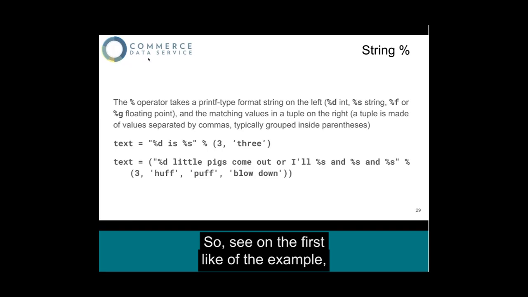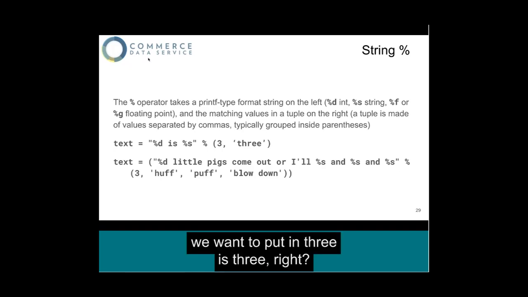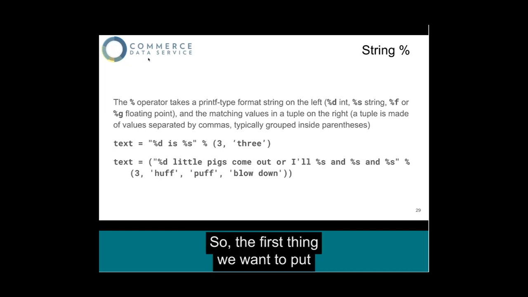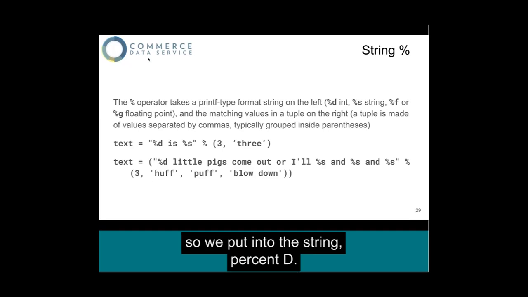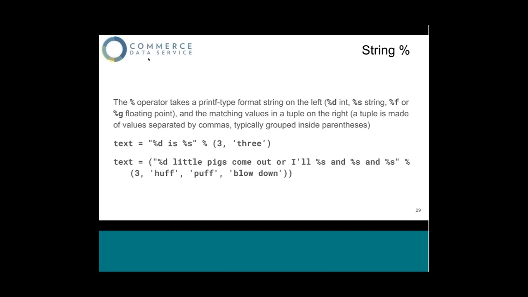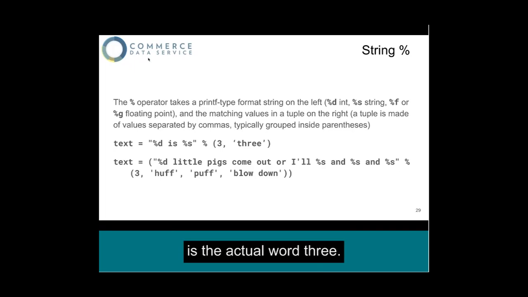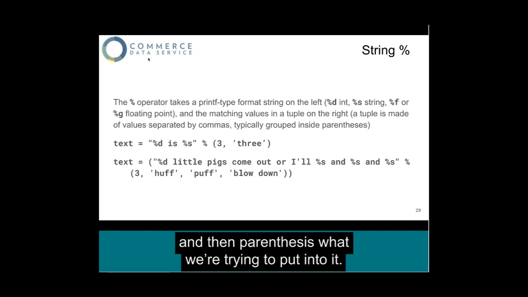So you see on the first line of the example, we want to put in "3 is 3". The first thing we want to put in is the integer 3, so we put %d into the string. The second thing we want to put in is a string, the actual word "3", so we do %s. After the string, we do percentage and then parentheses with what we're trying to put into it.